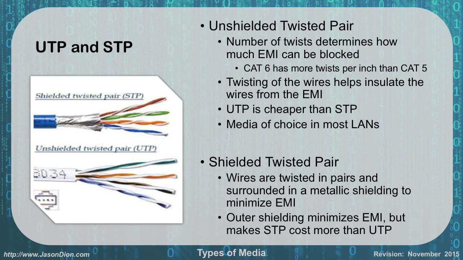Shielded twisted pair, on the other hand, all those wires are still twisted in pairs, but they also are surrounded by that metal shielding, and that metal foil minimizes EMI. STP also tends to be a thicker cable, or at least the shielding around it, the plastic jacket, is thicker, so it's harder to work with than UTP is. And STP costs more because, again, you put more into it by putting the foil in there.